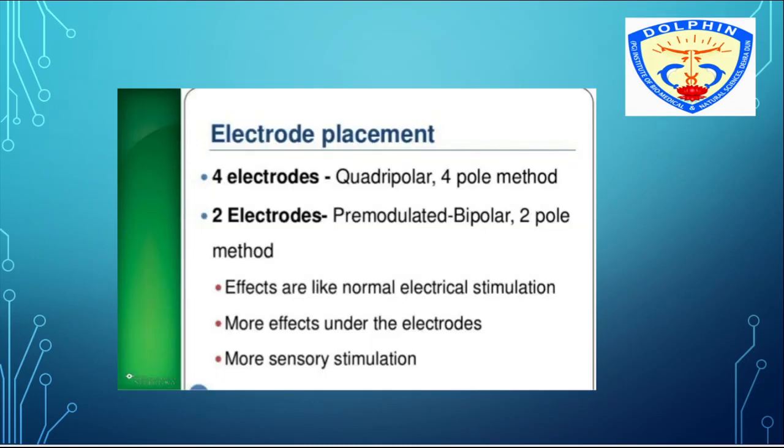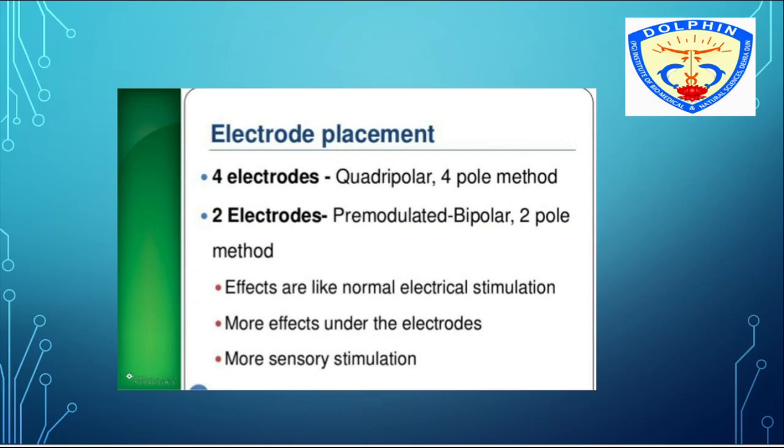Next is your electrode placement. As you have seen in the diagram, we can use 4 electrodes, that is the quadripolar method. 4 electrodes are placed over the surface of the skin, and it can also be used as 2 electrodes, the bipolar method. When we use 2 electrodes, we use either the black electrodes or the red electrodes. During 4 electrodes, 2 electrodes are of black color and 2 are of red color. When we use 2 electrodes, the bipolar method, we always use the same color of electrode. Like if we are using black, then we use both electrodes black, and if we are using red, then we use both electrodes red during the bipolar method.